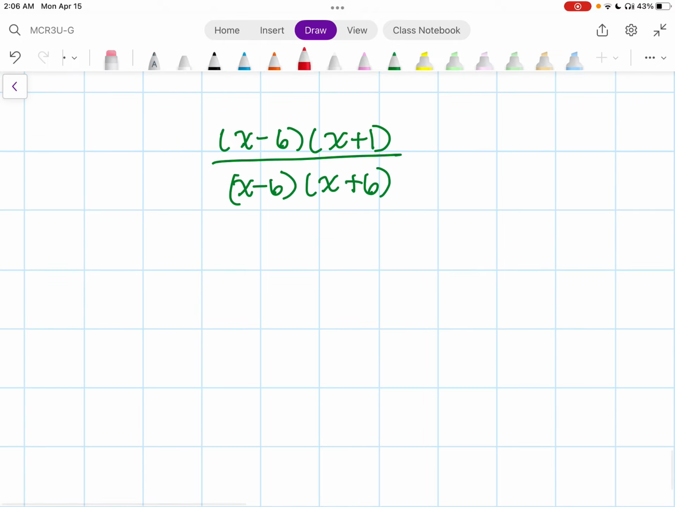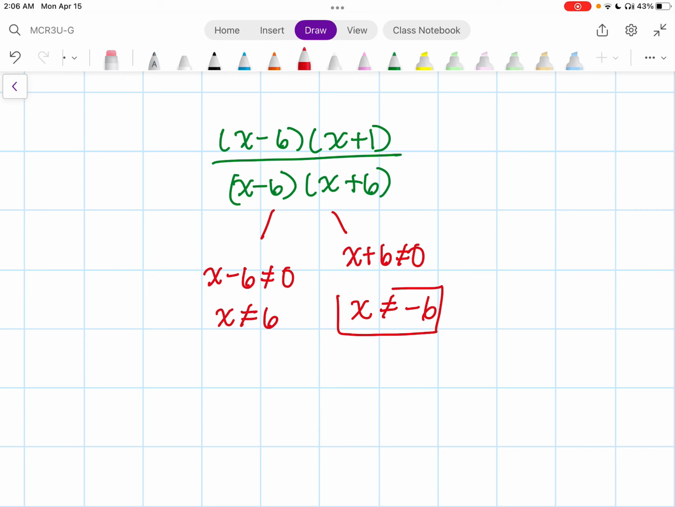Right, let's state the restrictions for this. So x minus 6 cannot equal 0. It's just equal to x cannot equal positive 6. x plus 6 cannot equal 0. x cannot equal negative 6. So those are my two restrictions right here.